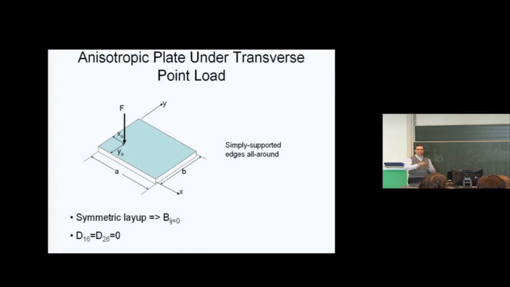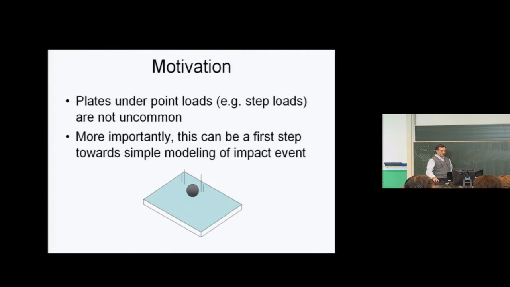Another case that we will try to solve exactly involves a plate with a point force, transverse or vertical point force, which can be anywhere acting on this plate. We assume again a symmetric layup, so the B matrix is 0. We assume that D16 and D26 are 0. And why do we bother?